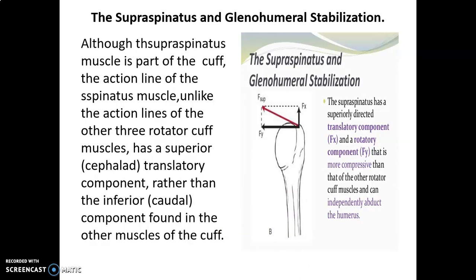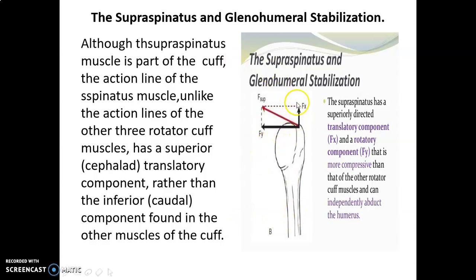Next, we already discussed the ITS, that is infraspinatus, teres minor, and the subscapularis. Now we are going to discuss the role of supraspinatus separately. Does it have any role in the glenohumeral stabilization? Although the supraspinatus muscle is part of the cuff, as we discussed earlier, the action line of the supraspinatus muscle, unlike the action lines of the other three rotator cuff muscles, has a superior translatory component rather than an inferior translatory component. We already have discussed that.